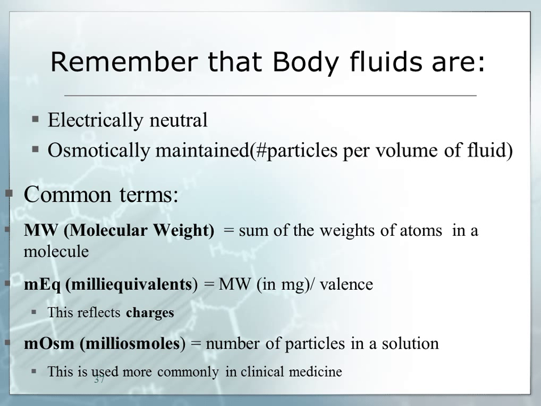We already talked about this. What's the magic number? How many particles per liter should you be looking for? About 300, right? So whether it's salt or sugar or whatever, you're looking for roughly 300 particles per unit. If I give you an isotonic solution, what percent salt is it? It's 0.9%, so just under 1%.